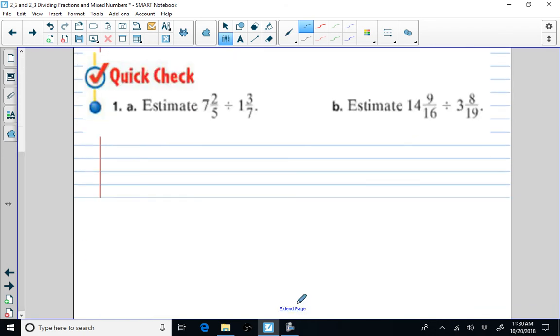Okay, let's try each one of these. If we use estimates, we would try nearest whole number. That would be 7. Divided by the nearest whole number here would be 1. 7 divided by 1 would be 7.